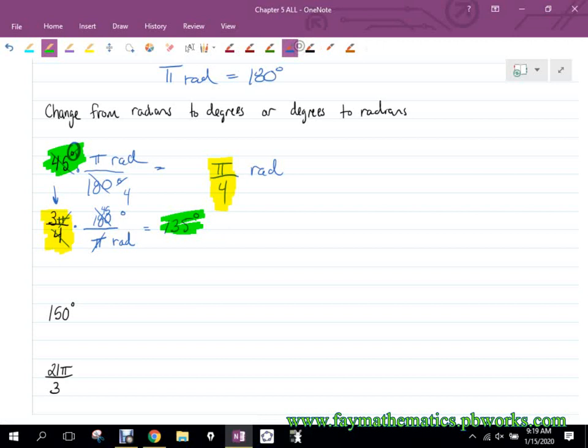Now 150 degrees. What do I need to multiply by? Pi rad over 180 degrees. Good. So the degrees cancel out. What goes into 150 and 180 evenly? 10. Okay, so those cancel out. What goes into 15 and 18 evenly? 3. So it ends up being 5 pi over 6. And I know the units of degrees canceled out, so I'm going to write radians.